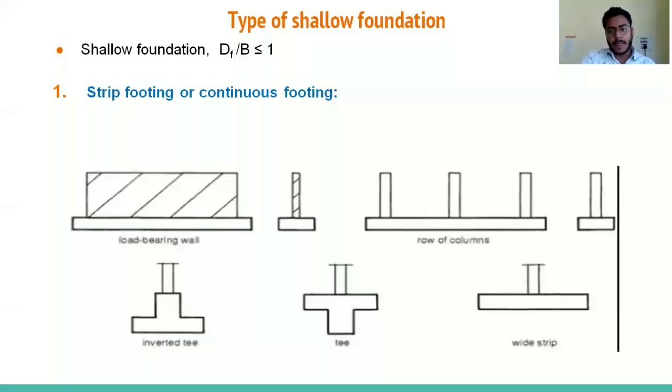The second one is where a row of columns is given, a number of columns placed in a single line. Their cross section is also given. Their footing can be a different shape, like inverted T. There is a wall and column, and there is an inverted T. Again, in the second figure, there is a T shape, or the second one is the wide strip. So wide strip is also important.